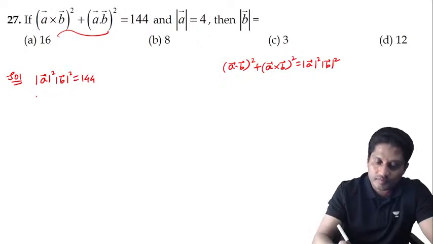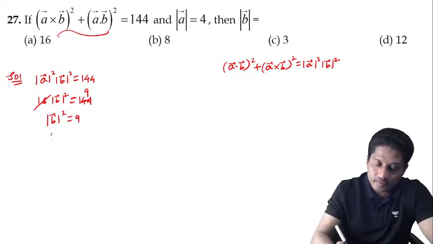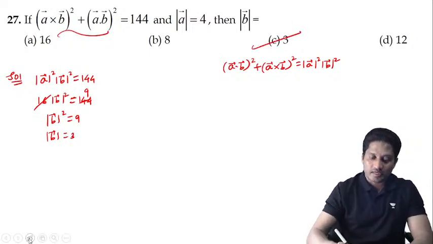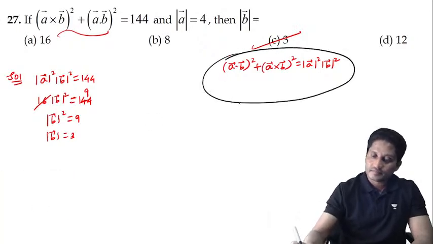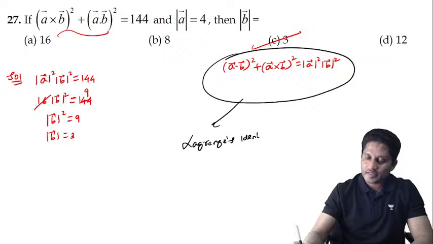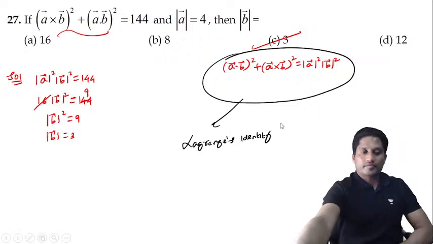Modulus of A is 4, right? So this becomes 16 into modulus of B the whole square is equal to 144. This will cancel, 9 times. Mod B the whole square is 9. Modulus of B is 3. Right, answer is option C. So this is called Lagrange's identity. Right, let's move to the next question.